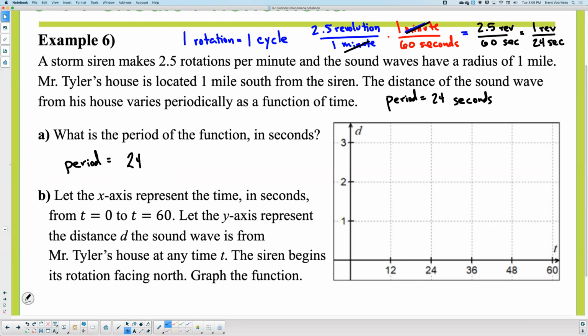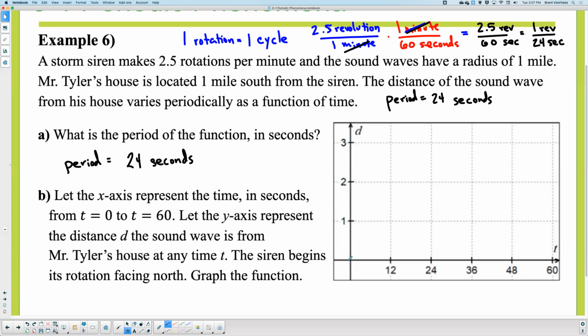Period equals 24 seconds. Now let the x-axis represent time in seconds from 0 to 60 seconds. That means 1 minute, so we should have 2.5 cycles in here. Let y represent the distance the sound wave is from Mr. Tyler's house at any time t. The siren begins its rotation facing north. So we're 1 mile south. So the siren starts 1 mile.